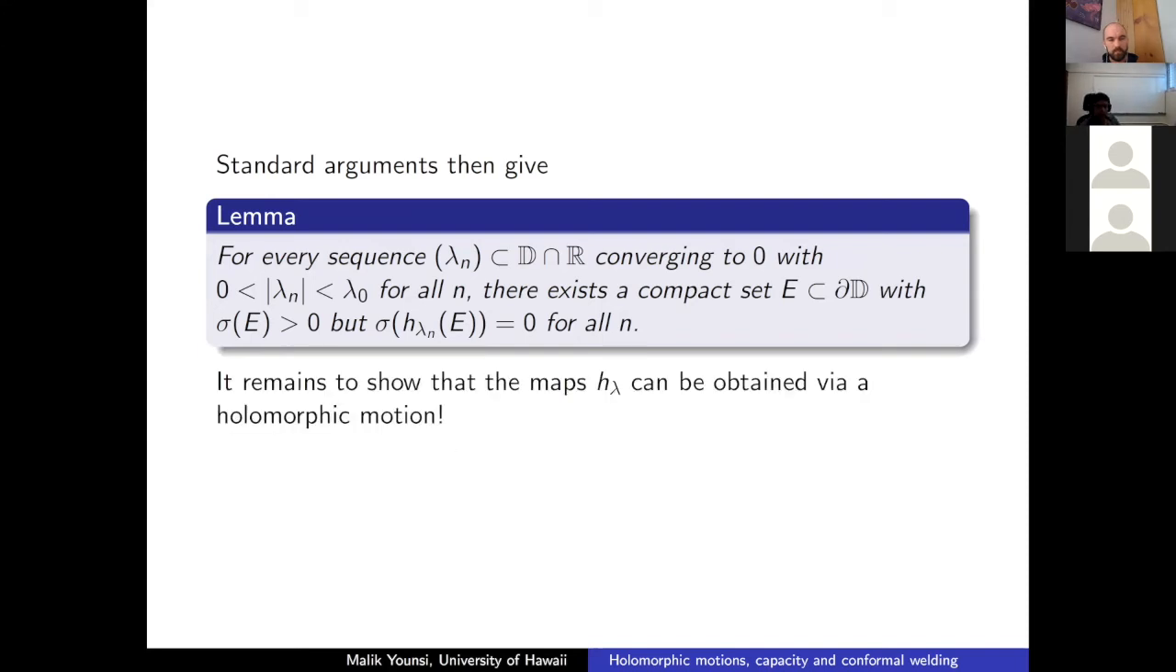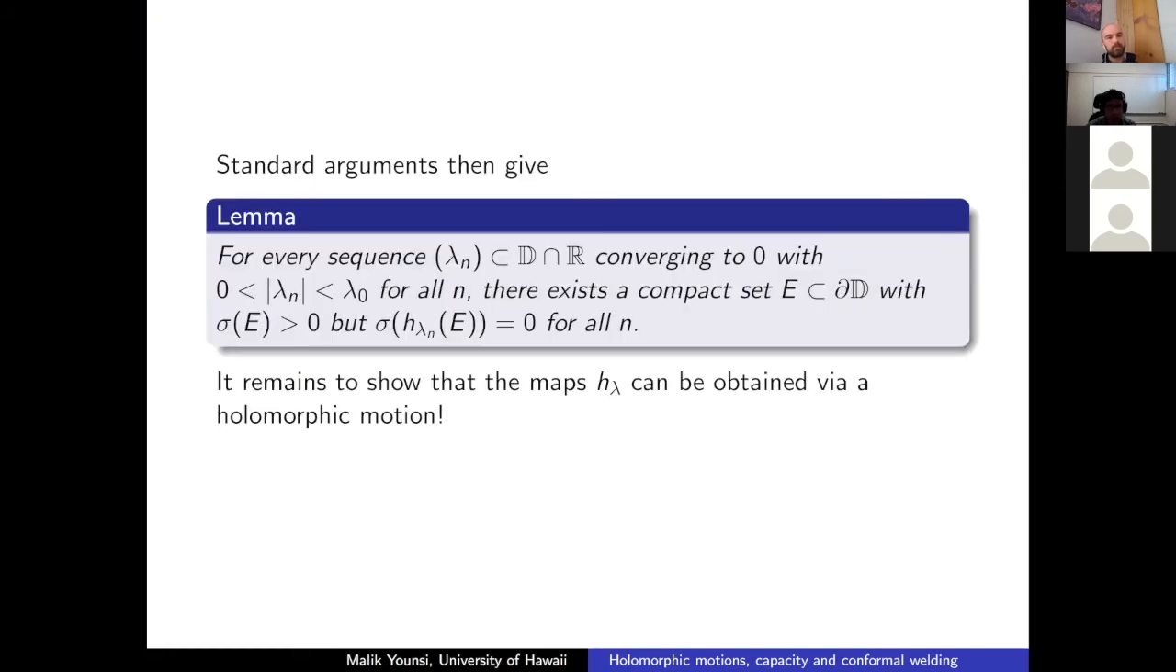The only thing that remains is to show that these conformal weldings are indeed part of some holomorphic motion. And that's the more technical part of the talk. So let me try to explain how we do this. Well, the first thing to mention is that if you want the conformal weldings to vary holomorphically with lambda, then you should at least make sure that the curves vary holomorphically with lambda. Fortunately, this is true in our case, and there is a holomorphic motion of those quasicircle Julia sets.